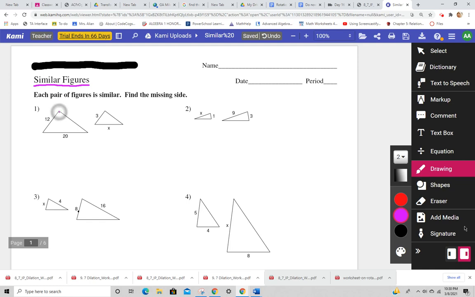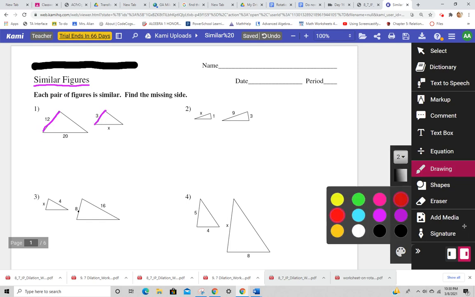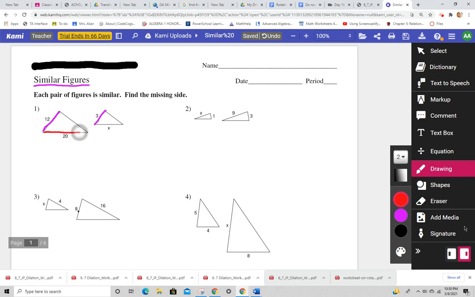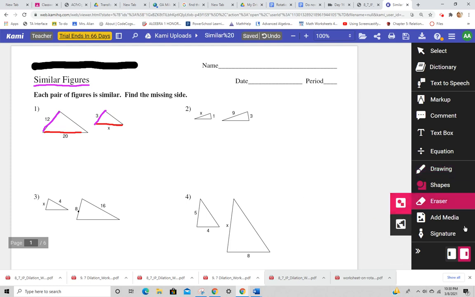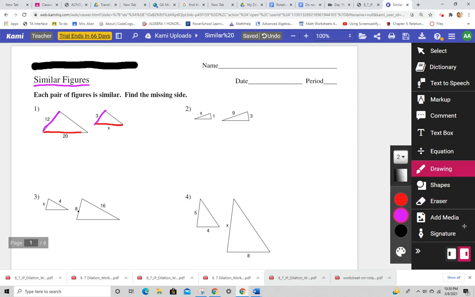All right, so this side corresponds with this side. And this side corresponds with this side. And we will use these corresponding sides to write our proportion. So 12 corresponds with 3. We can write that as a ratio, just like 20 corresponds with x.